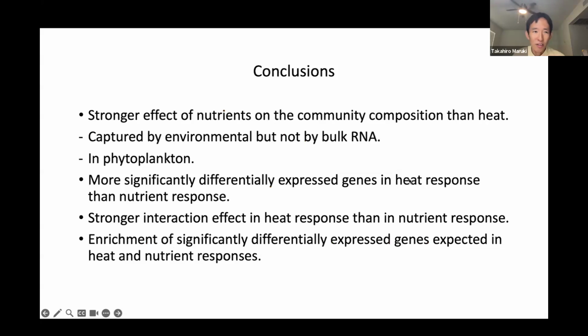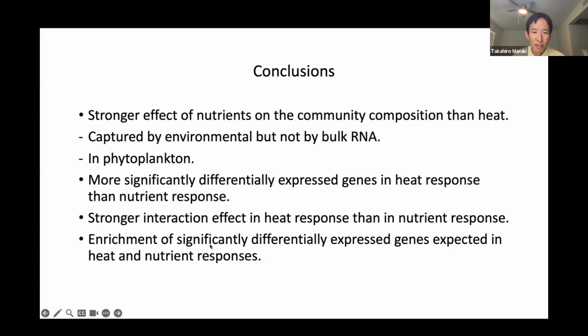These are the conclusions of this talk. There is a stronger effect of nutrients on the community composition than heat, which is captured by environmental but not by bulk RNA. This is mainly due to the large change in abundance of phytoplankton in nutrient response. There are more significantly differentially expressed genes in heat response than nutrient response. There is a stronger interaction effect in heat response than in nutrient response.